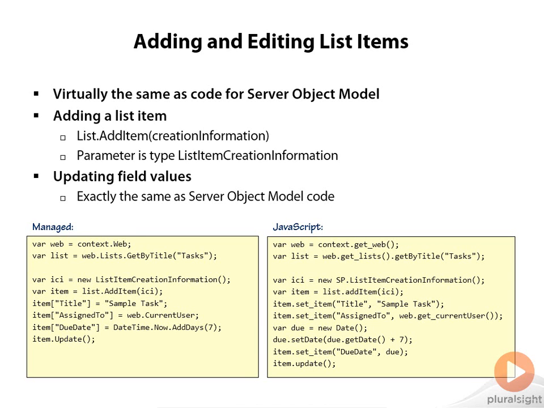Adding and editing list items in the client object model, especially the managed implementations of the client object model, is virtually the same as it is in the server object model. The only real difference is the use of the list item creation information object, and pretty much the only thing that's used for is to set the folder URL if your list or library has folders. So let's jump right into the demo.